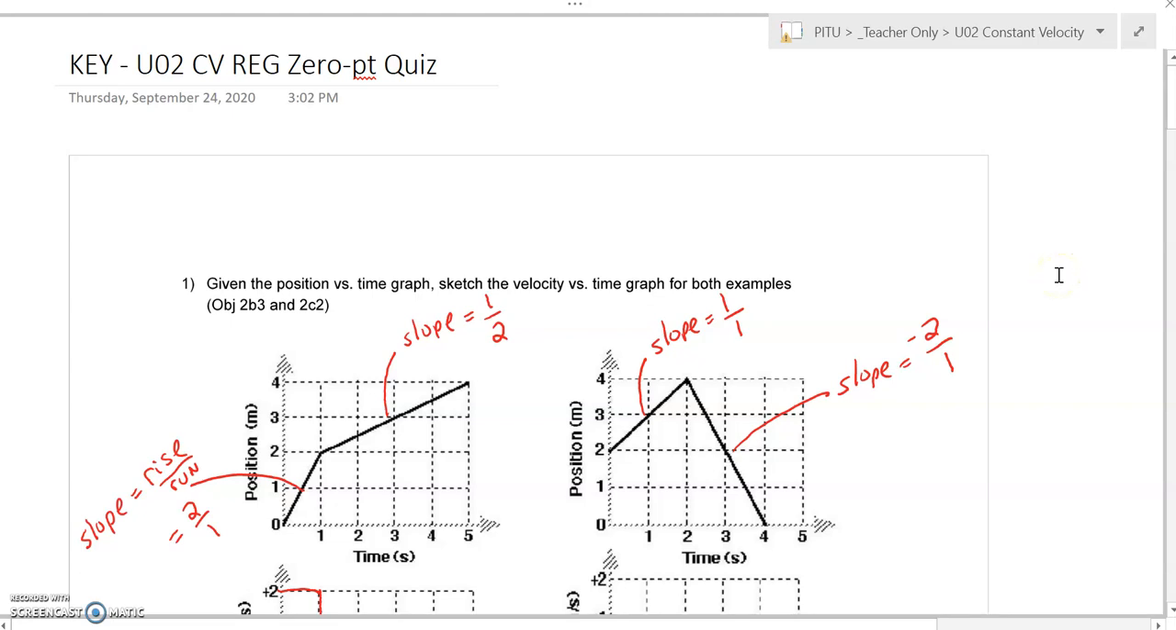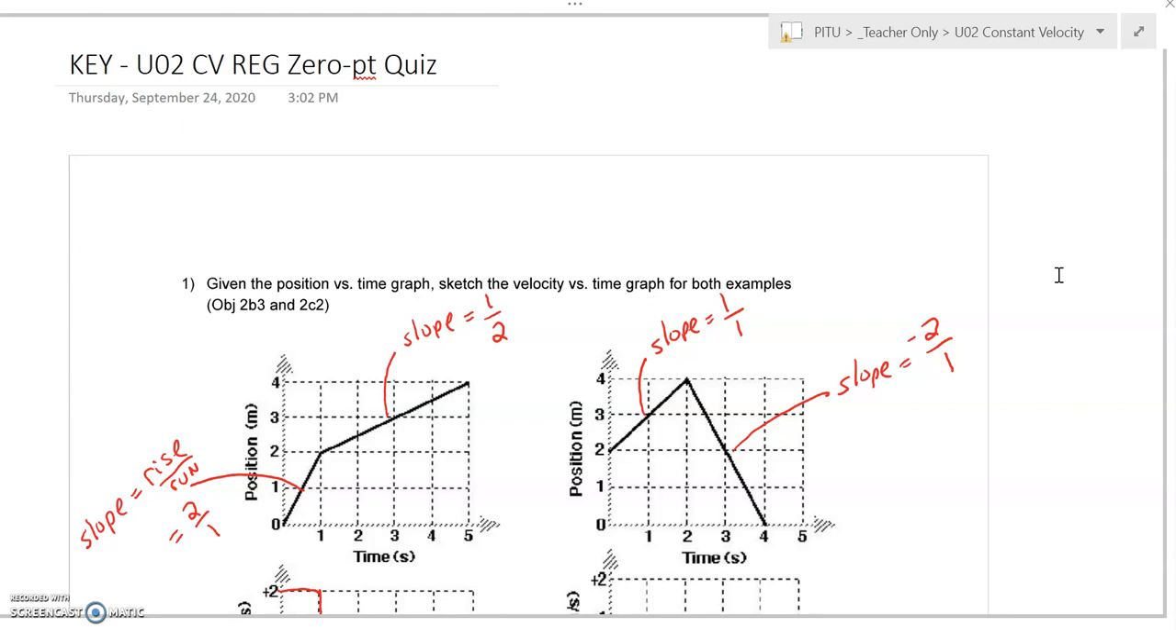I'm going to run through your 0-point quiz for you from Unit 2, Constant Velocity. You worked on this yesterday. It's in your OneNote. This will be just me walking through the key. This key is also in your OneNote, but it might be nice to hear somebody talk through how they got some of the answers. Feel free to watch this more than once.